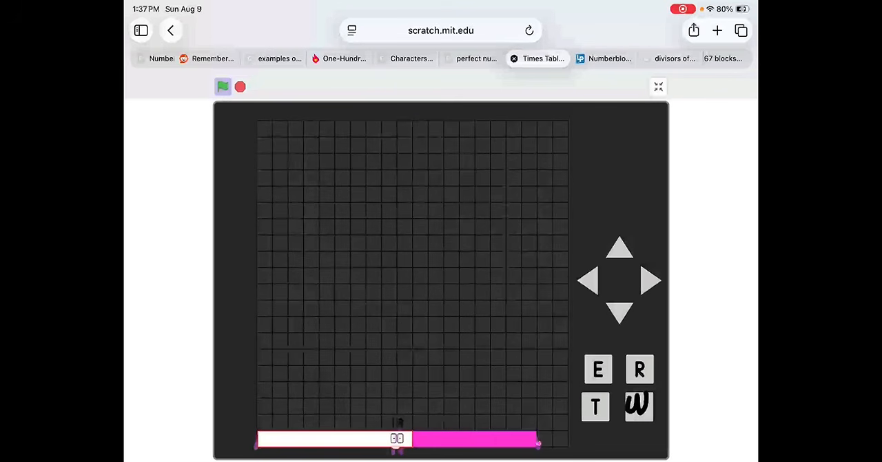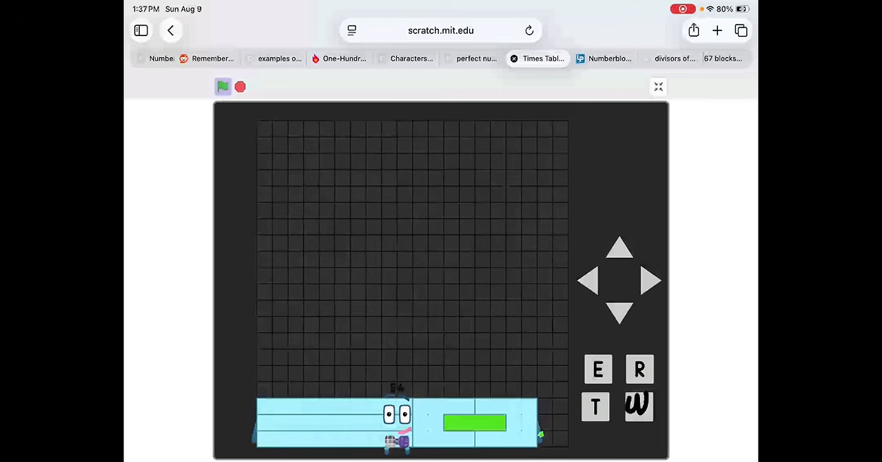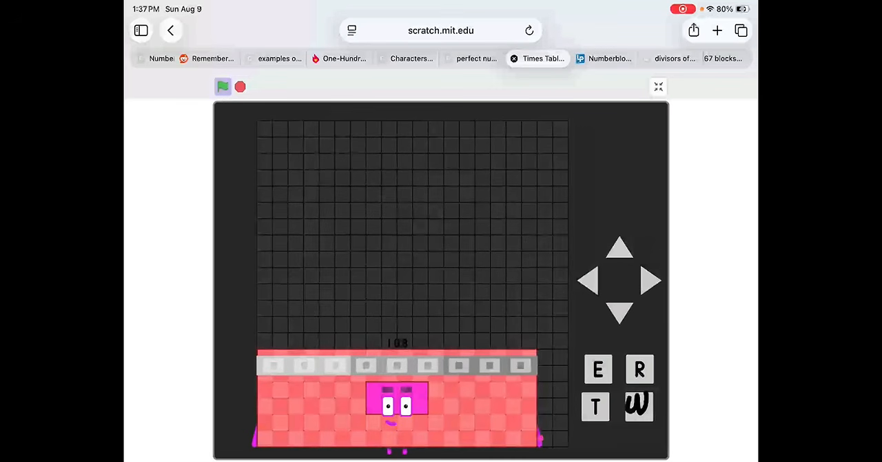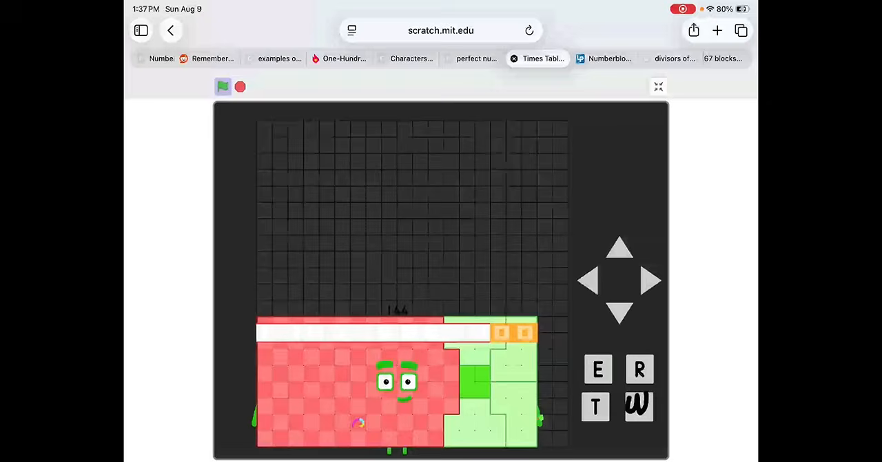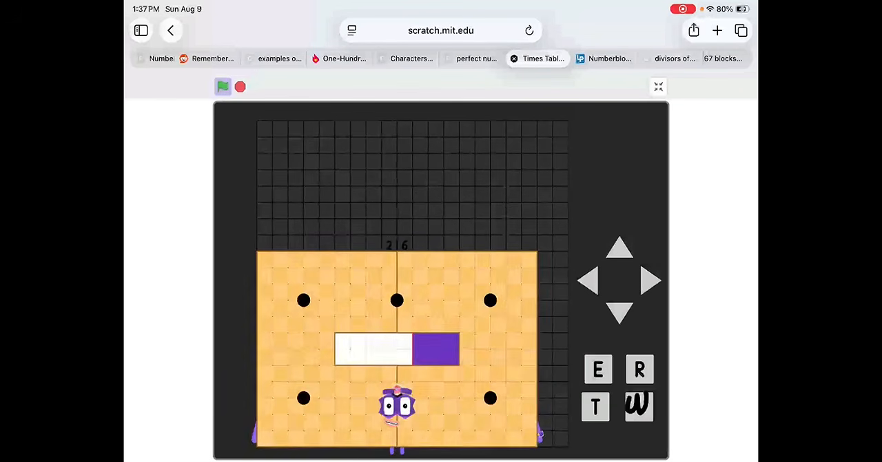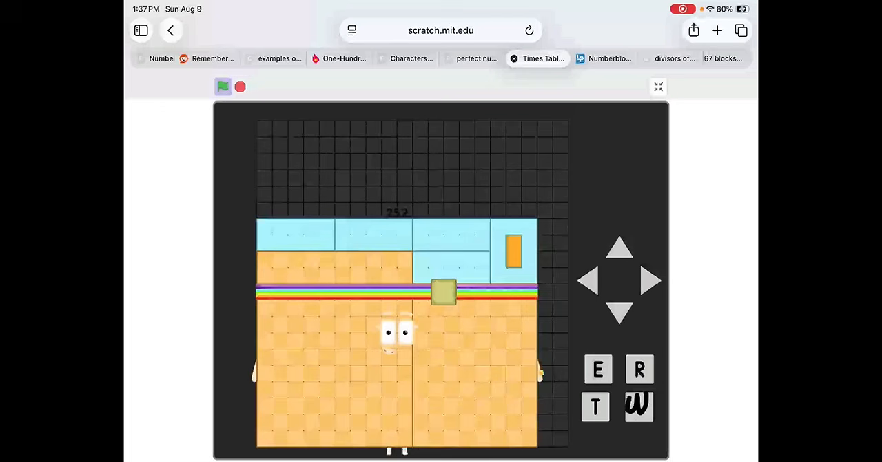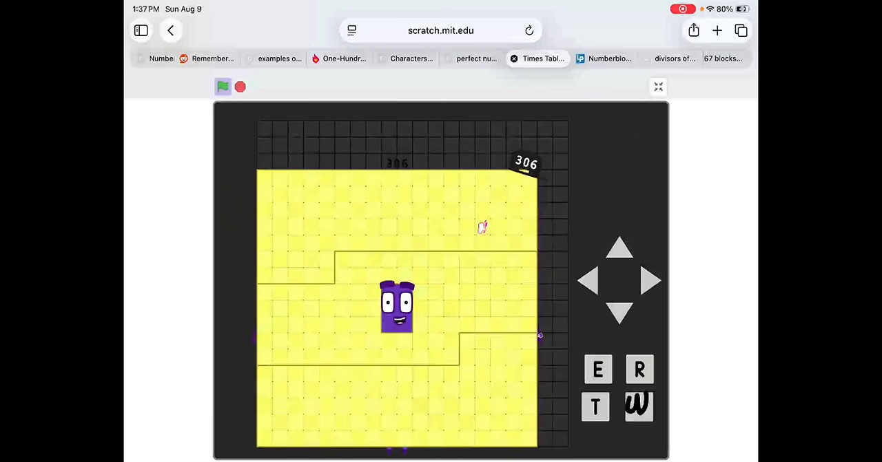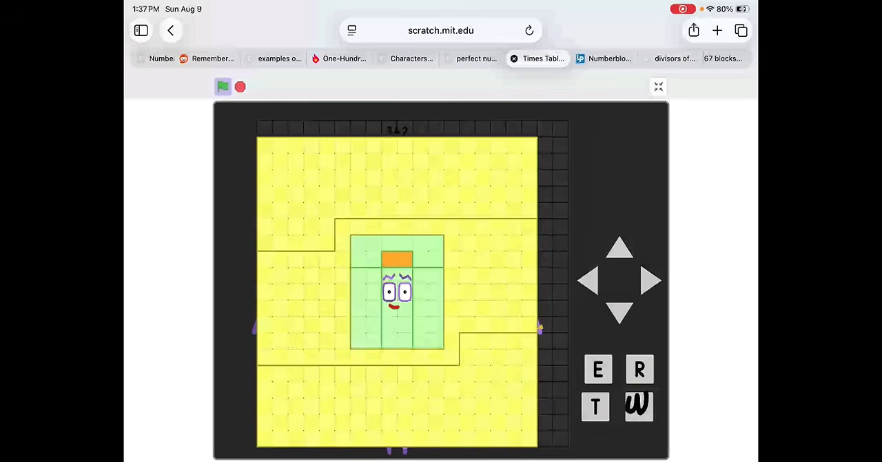Next is the 18 times table. We're almost there. Here we go. The 18 times table. 18, 36, 54, 72, 90, 108, 126, 144, 162, 180, 198, 216, 234, 252, 270, 288, 306, 324, 342, 360.